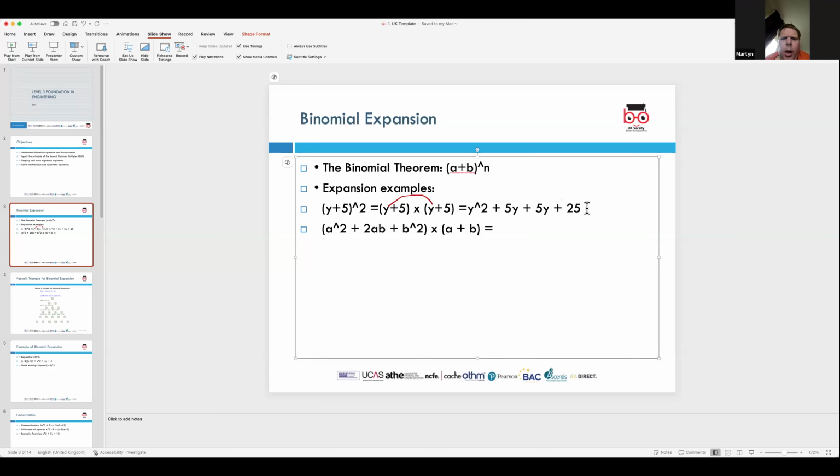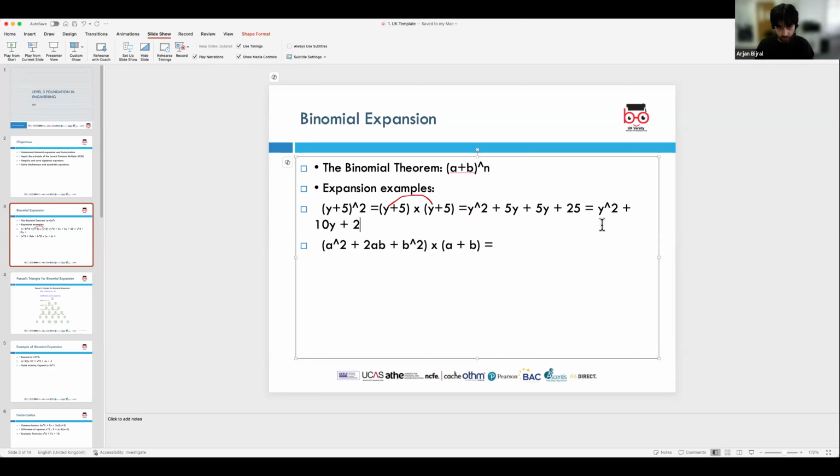Now we've got two 5y's there, haven't we? So what's 5 bananas plus 5 bananas? 10 bananas, right? So if I was going to rewrite this in a more simplified form, I would do y squared, because there's only one y squared value, plus 10y plus 25. That makes sense?